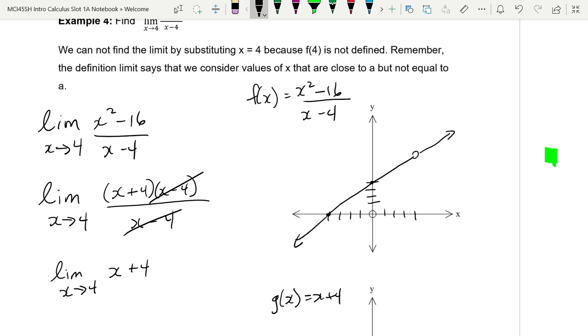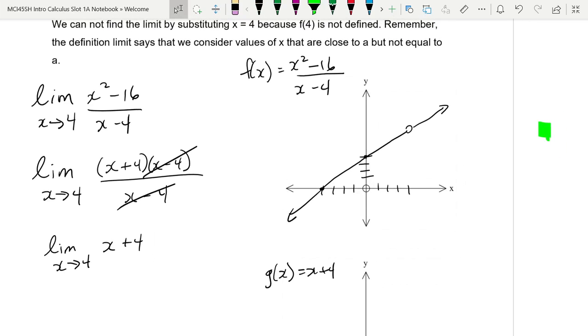Okay, so I'm going to write it over here. F of x is equivalent to g of x, right? They simplify. F of x simplifies into g of x. But mathematically, and this is something some people have a hard time getting their head around, that doesn't mean they're identical, right? It doesn't mean they're exactly the same.